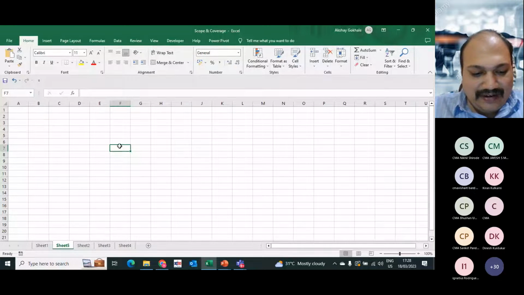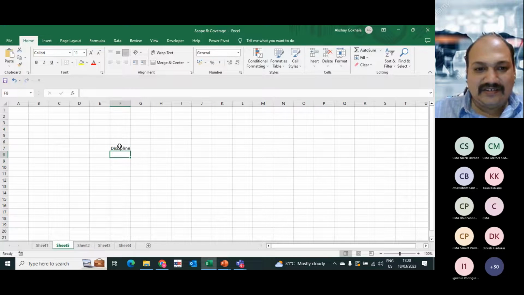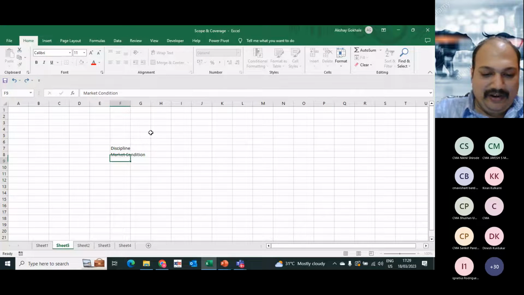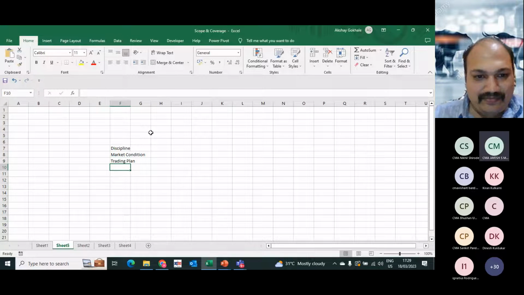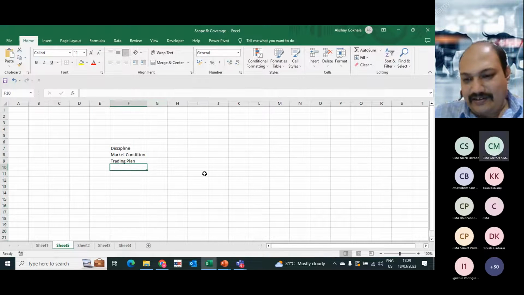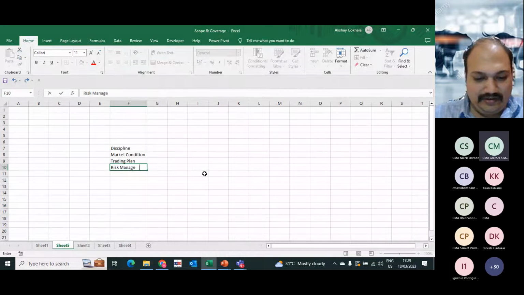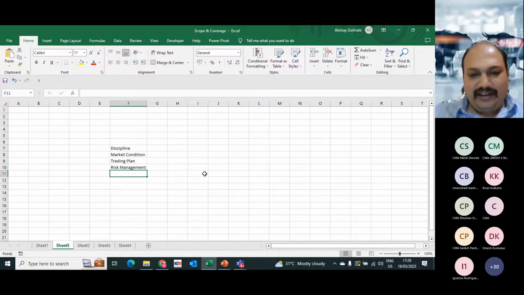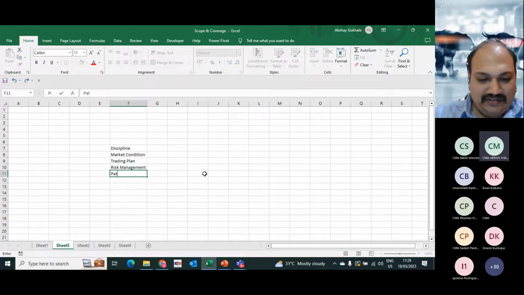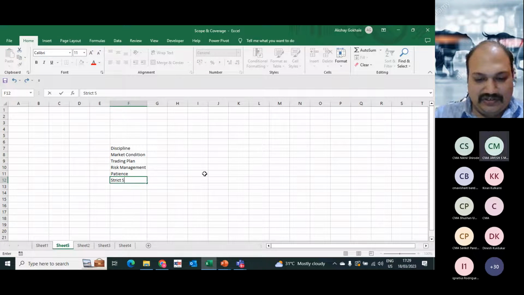Number one, what is required? Discipline. Then the second thing is market condition. Trading plan. Okay. Then rules. Risk management. Any more? Patience. Strict stop loss. Okay.